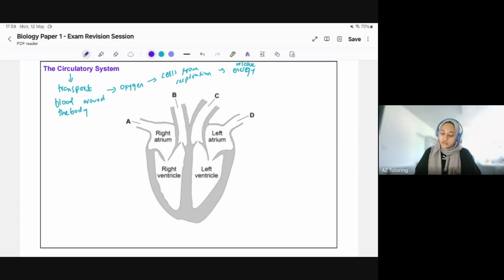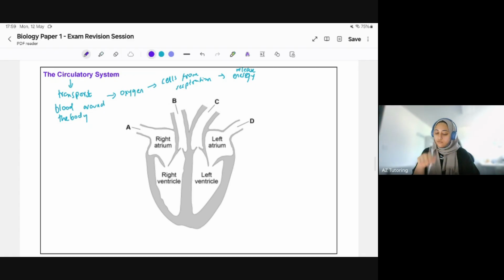Let's talk about the actual process. So we've got blood vessels here. We'll start off with A. So at A, the blood has come from the body. There's 3 things you should always know about each section to do with the heart. Know where it's coming from or going to. Know whether the blood is oxygenated or deoxygenated. And the name of the blood vessel. That's the 3 things you need to know about each section.